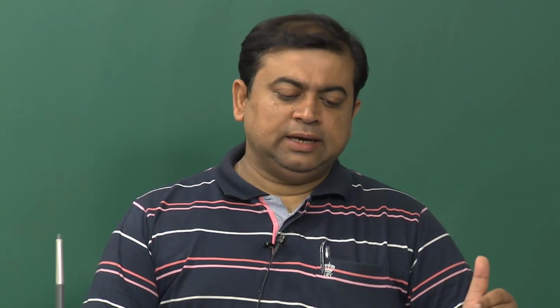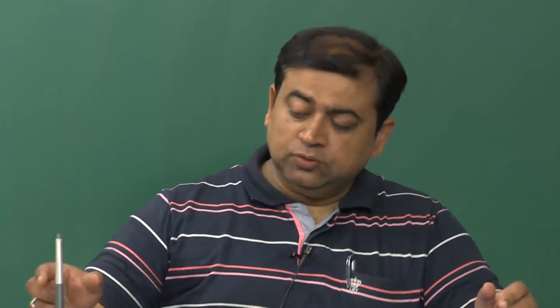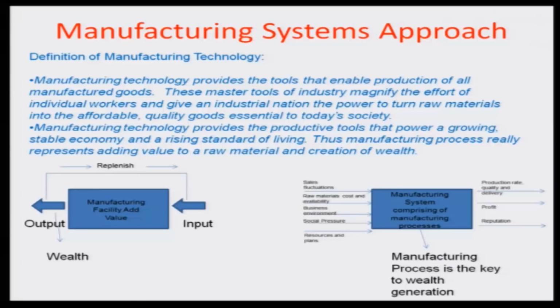So basically let us look into what is really manufacturing systems, and definitionally if you look at manufacturing technology or manufacturing systems technology, it really provides the tools that enable production of all manufactured goods. These master tools of the industry magnify the effort of individual workers and give an industrial nation the power to turn raw materials into affordable quality goods essential in today's society.